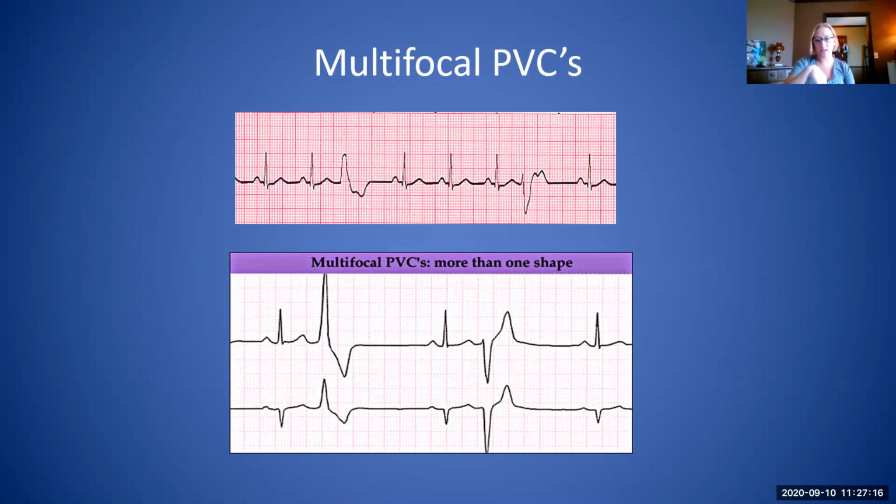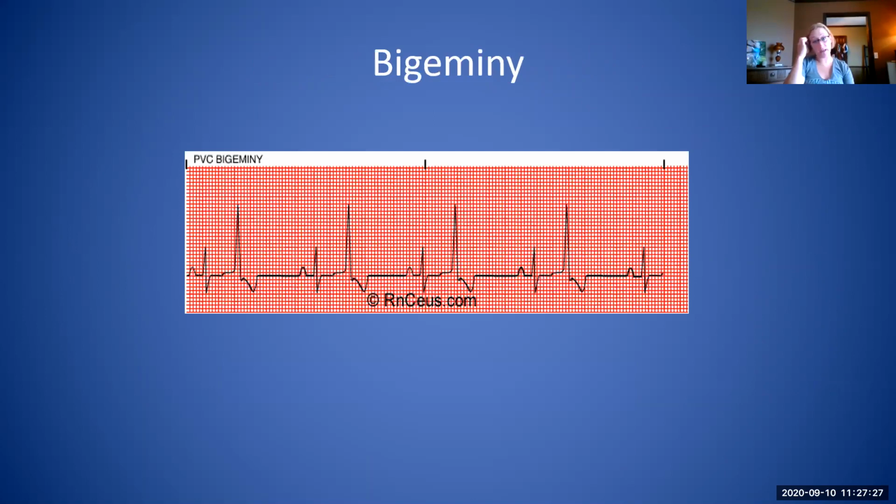So you can see that these two PVCs do not look the same, so they're multifocal PVCs because they're coming from different sites. Then you have Bigeminy. Bigeminy is every other beat is a PVC. So this is usually not good. This can be an indicator that they're getting ready to go into VTAC, and often caused by electrolyte disturbances.